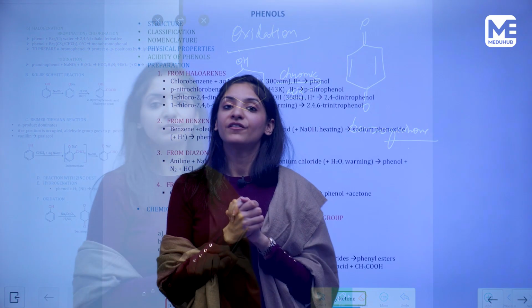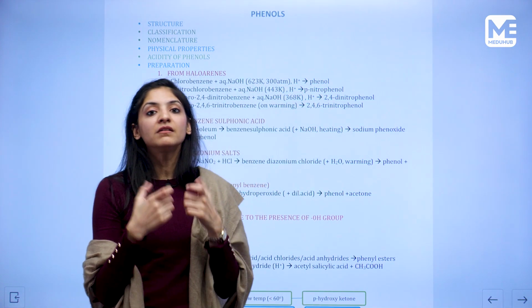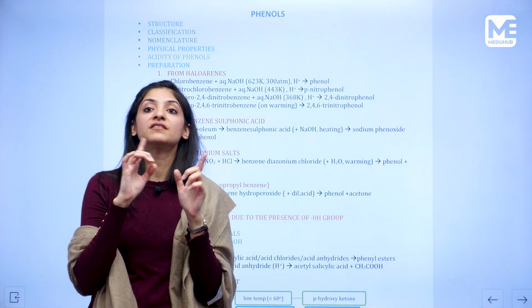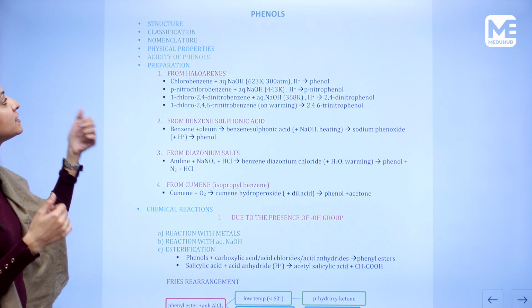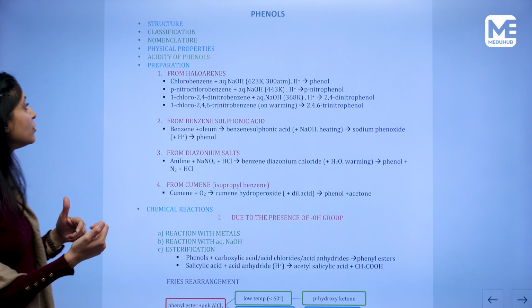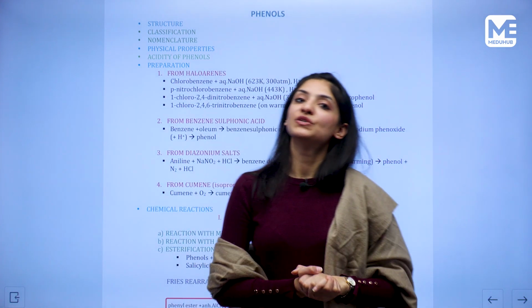Alright, to summarize, today we spoke about phenols. Phenols are organic compounds in which the hydrogen in a benzene ring is replaced by an OH group. We spoke about their structure, properties, nomenclature, acidity, why phenols are weakly acidic in nature, their method of preparation, and their chemical reactions. So that is it for today.